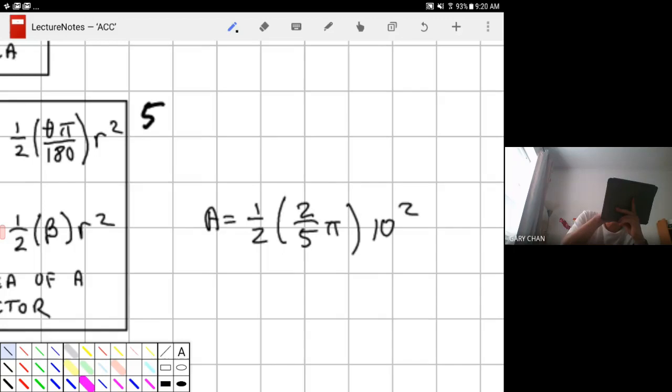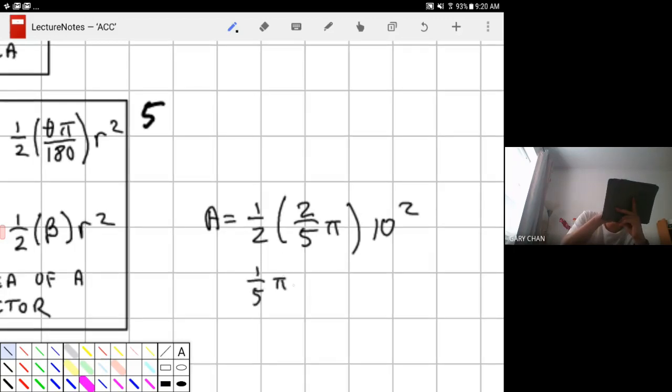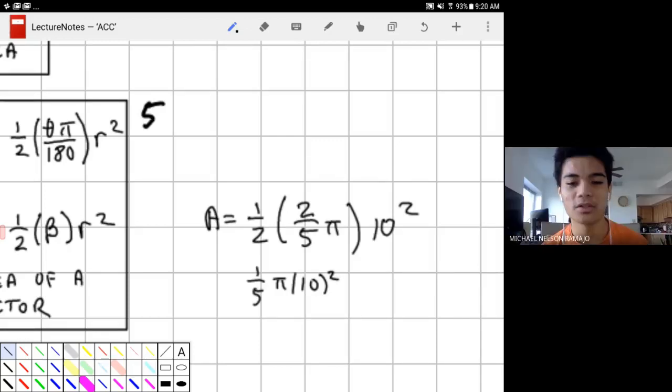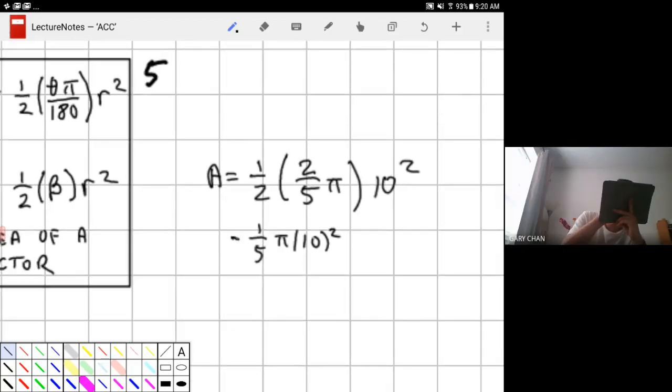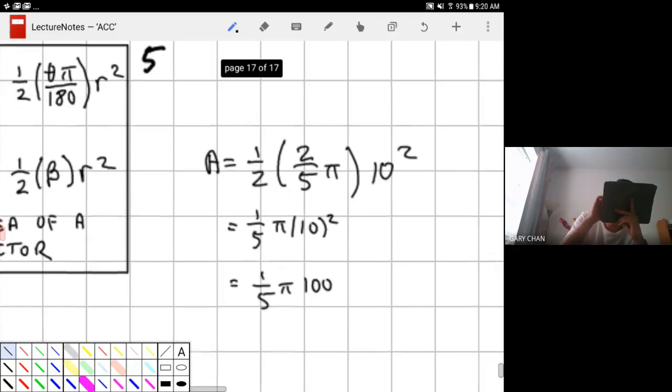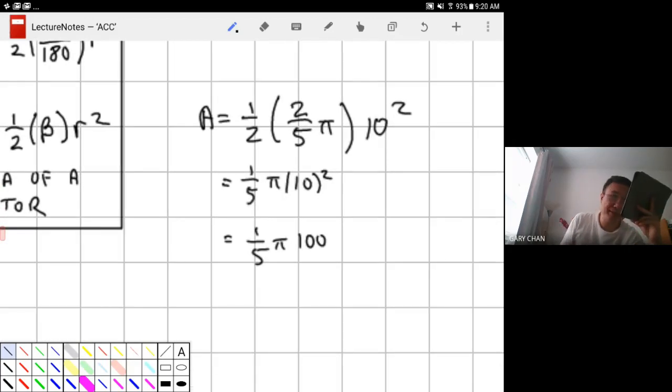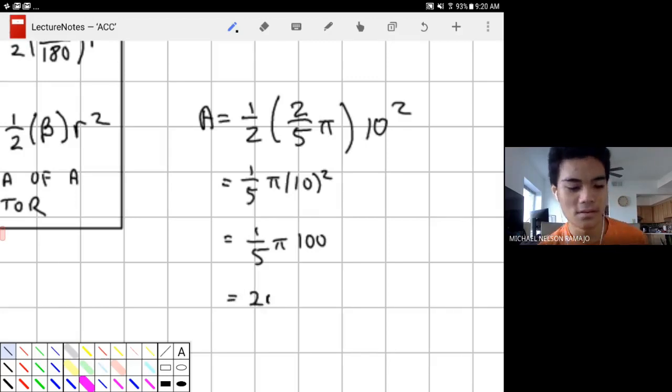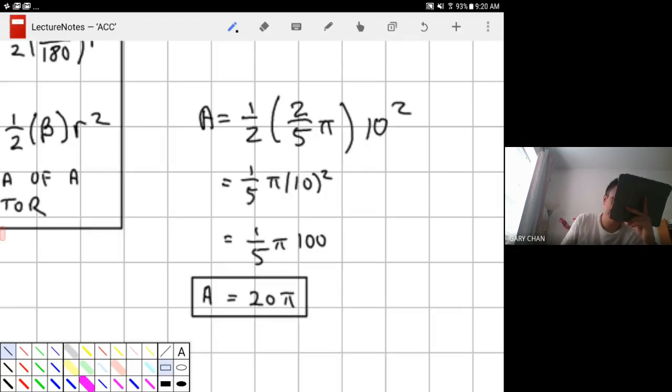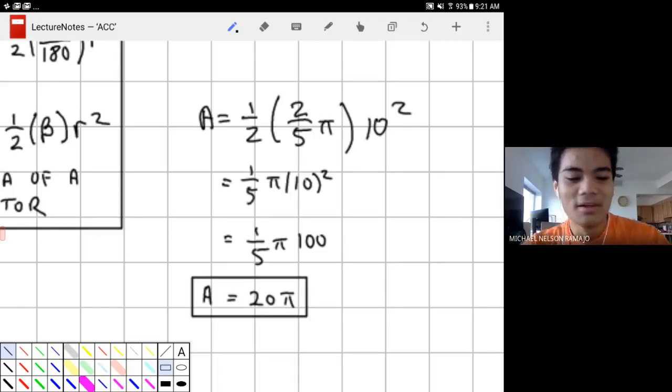So this becomes 1/5 pi times 10 squared, right? Well, what is 10 squared? 100. So this becomes 1/5 pi times 100. How many times does 5 go into 100? 20. That's it. 20 pi. Okay. Right. Got it.